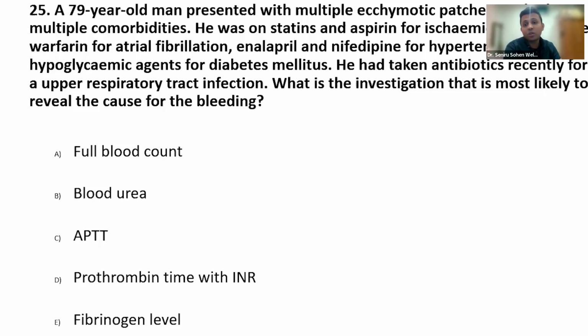The common antibiotics that patients are prescribed for upper respiratory tract infections, like clarithromycin or azithromycin or even erythromycin, and other antibiotics also, can interfere with the cytochrome P450 enzymes and reduce the metabolism of warfarin, thus increasing the effect of warfarin and patients having higher INR. So the correct answer here would be prothrombin time with INR.